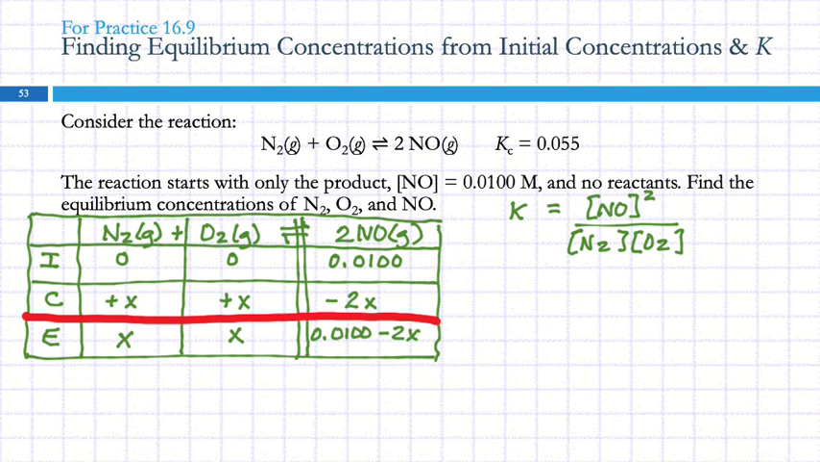Now I'm going to plug things in. We know what Kc is, 0.055. What's NO? That's what's in this box. That is squared. So I'm going to write this here, 0.0100 minus x. Nope, minus 2x. The quantity squared. Divided by N2 is equal to x times O2 is equal to x. Yes?